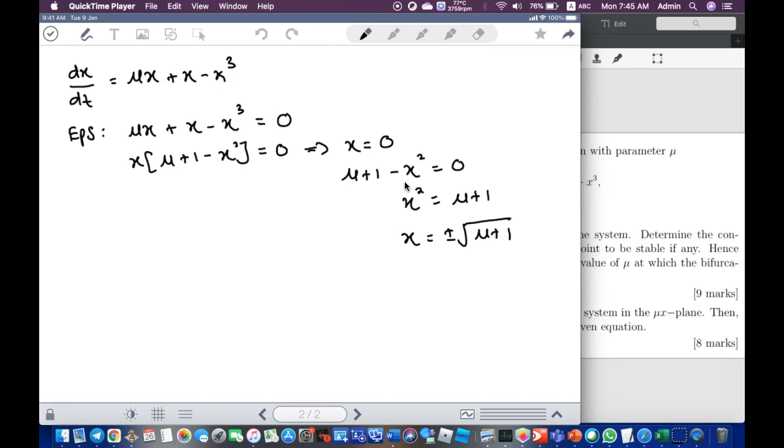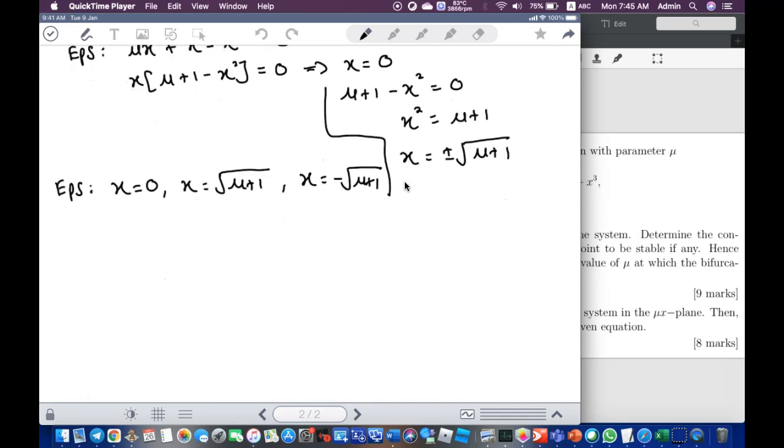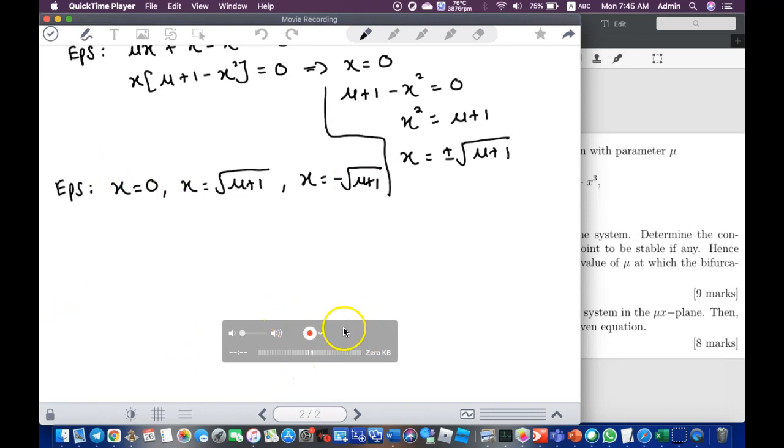So it looks like our equilibrium points are 3, where we have x equal to 0, x equal to the positive square root of mu plus 1, and x equal to the negative square root of mu plus 1. Now we want to investigate how many equilibrium points we have for some specific mu. So now we work on it.